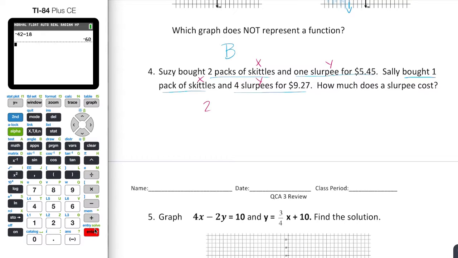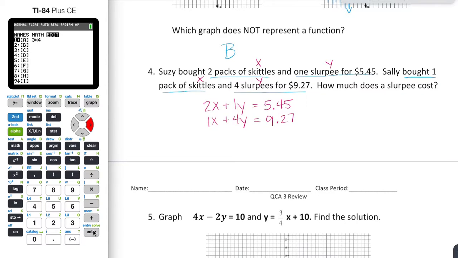So we're going to have 2 packs of Skittles, so 2x plus 1 Slurpee, so 1y equals $5.45. And then we're going to have Sally for 1 pack of Skittles and 4 Slurpees, so 1x plus 4y, and that's going to equal $9.27. So you can do elimination or substitution if you want. I'm going to do it on the calculator, so I'm going to show you up here. If you remember, you're going to go to second, and then you're going to go to this matrix right here. And we're going to go over to edit, and we are going to edit this one.